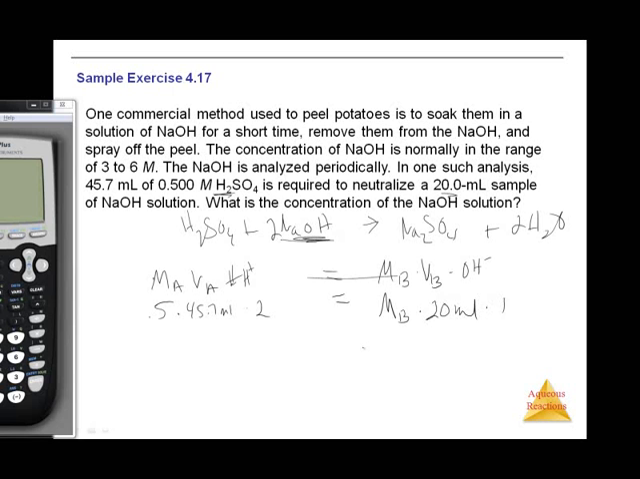So if I want to solve for my molarity of my base, I'm going to divide both sides by 20 milliliters, and I get 2.29, and this is going to be molar. 3 sig figs? Yep.